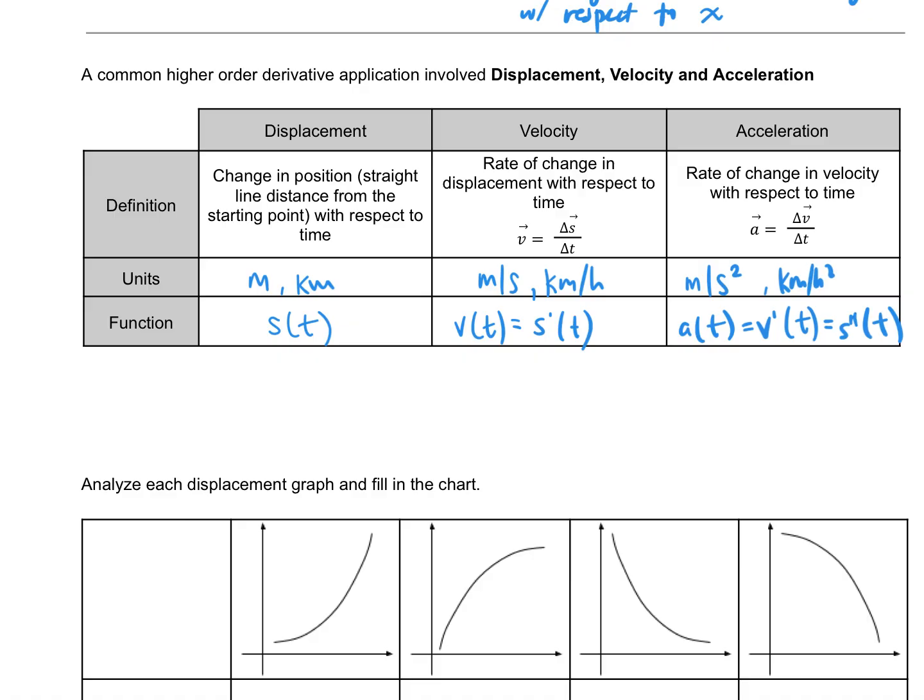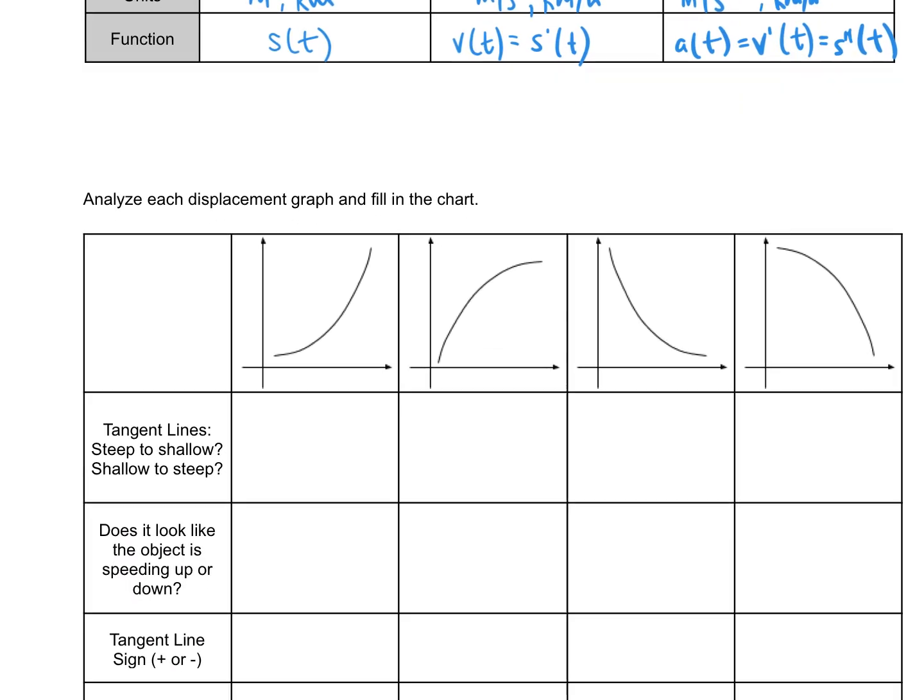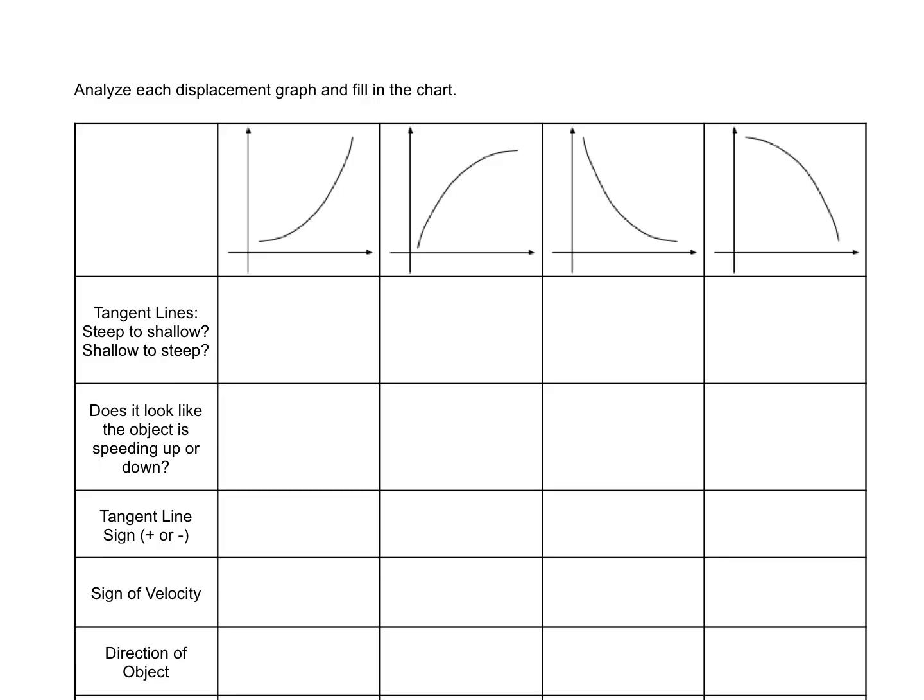So first thing we're going to do is look at some displacement graphs and find some connections between the displacement, the velocity, the acceleration, depending how the curve of the displacement graph might look. So I have different curves here. Some are going up, some are going down. Some look like they're getting faster, some look like they're getting slower. So we're going to talk about it. We're going to make some observations. First, we're going to look at the tangent lines. If I draw tangent lines, do they look like they're going from steep to shallow or shallow to steep?